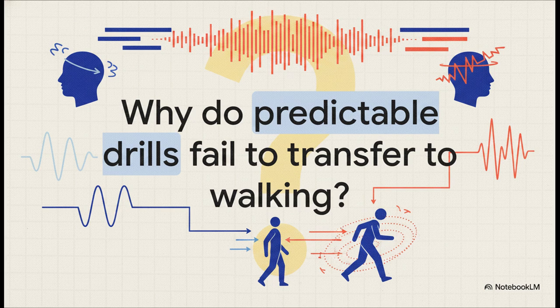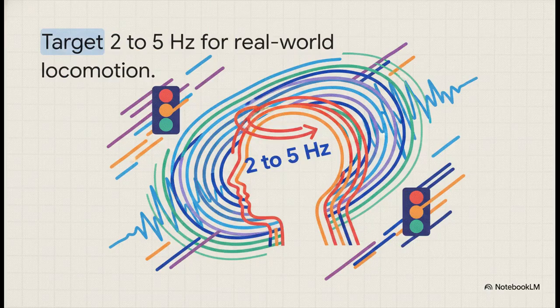If you're only training your patient at 1 to 2 hertz with these slow, nice, predictable sweeps, their brain is only going to adapt to low frequencies. That low frequency training leaves their high frequency gain totally unchanged. For true functional recovery, you've got to target that 2 to 5 hertz range.